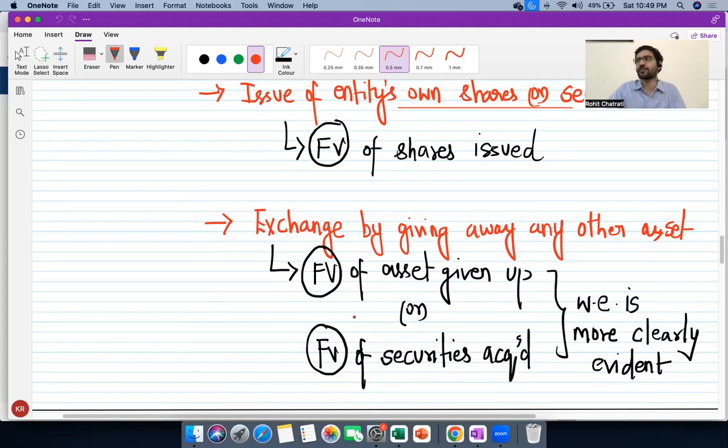That is with regard to initial recognition, which means when you purchase an investment for the first time, this is how you will recognize. The journal entry was simple: investment debit to bank. The question is, at what value are you going to recognize investment?